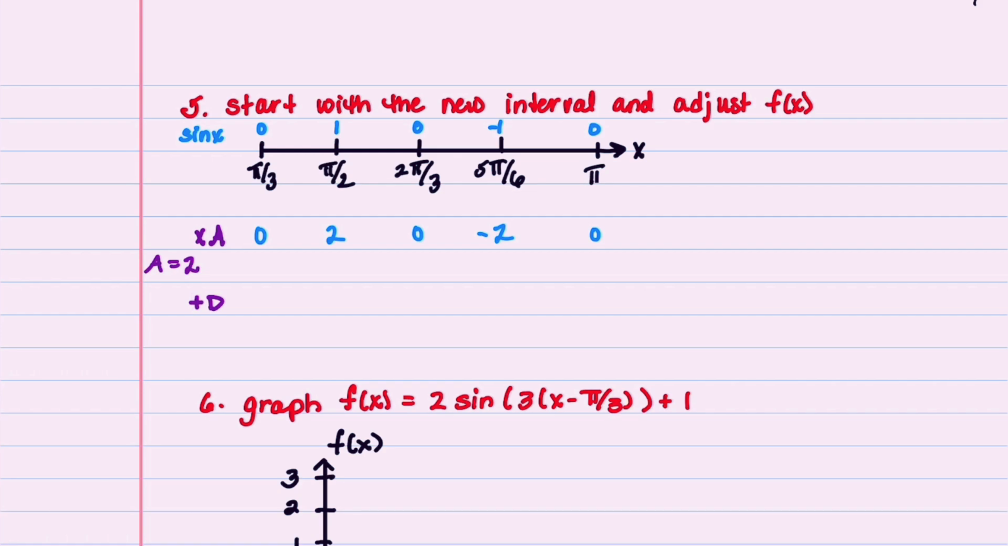To account for the vertical shift, we're going to add d. So we're going to add d is equal to 1. So we'll take our values in blue and we're going to add 1 to them. So this gives us 1, 2 plus 1 is 3, 1, minus 2 plus 1 is minus 1, and then 0 plus 1 is 1.